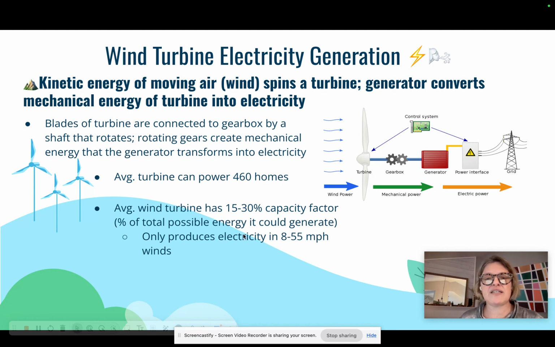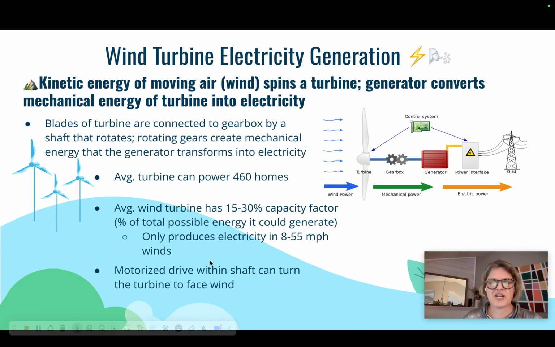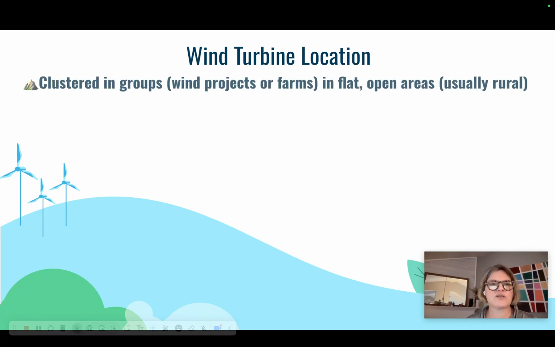And then if it is slower, it's not generating enough kinetic energy to actually power the generator. So that's a problem. Okay. So that's a limitation, I guess, of being able to use wind energy everywhere. So there is a motorized drive within the shaft, which can turn the turbine to face the wind so that it reaches the speeds that it needs. So that's good. That's a nice little feature that we find within wind turbines.